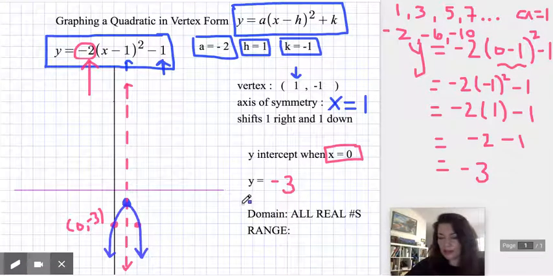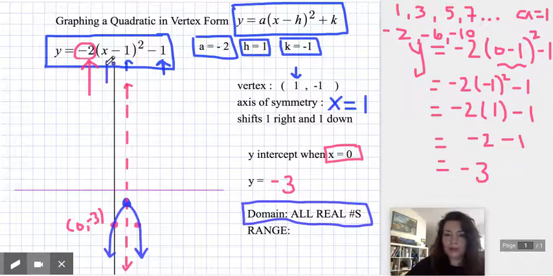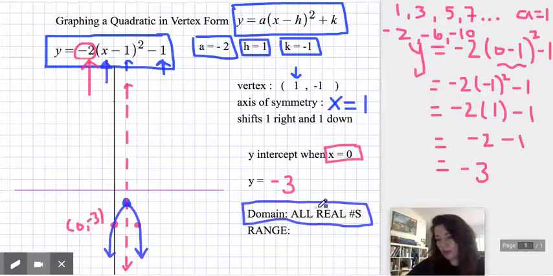All right, the last thing I want to talk about is the domain. That domain is all real numbers. Remember, domain is all possible inputs. If we look at our equation, I could input any value I want into this x. Any value in the whole wide world could go in this x, and we would get an output for y. So we say the domain is all real numbers.